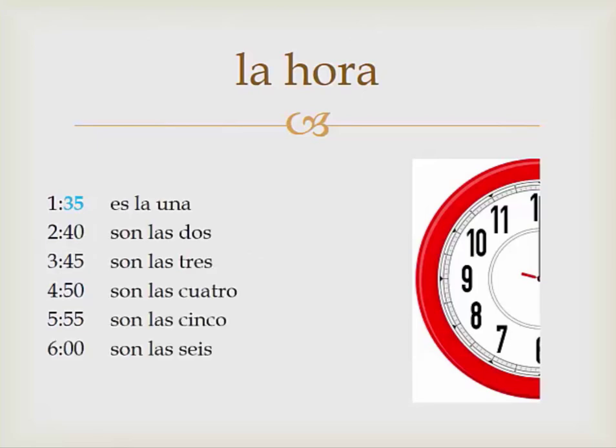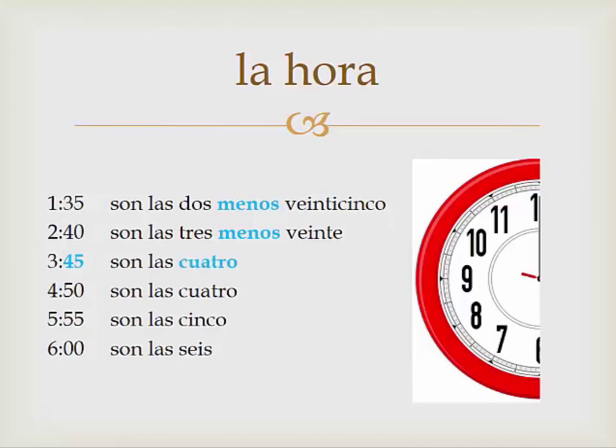1:35 would be es la una, but we're going to change that. Instead, we're going to say son las dos, it is 2 o'clock, menos 25, it is 2 minus 25. So we're going to start with the next hour and subtract backward. Son las dos menos 25. 2:40 becomes son las tres menos 20. It is 3 minus 20.